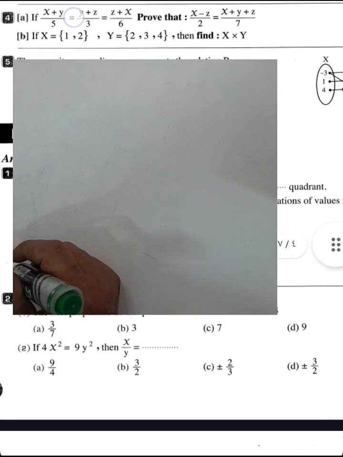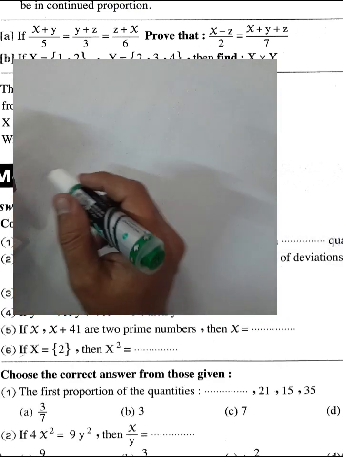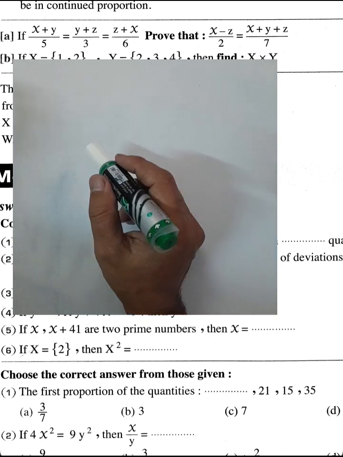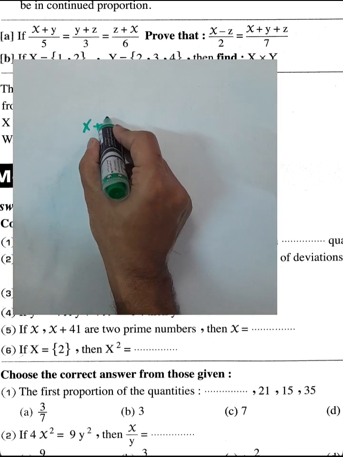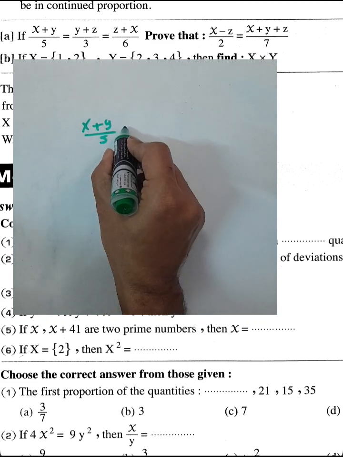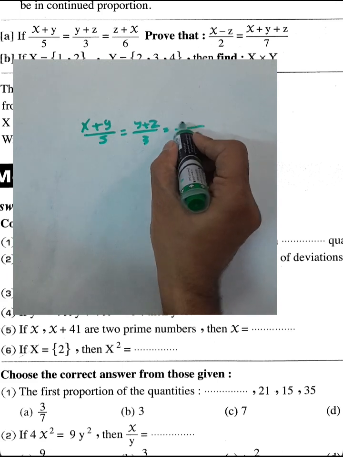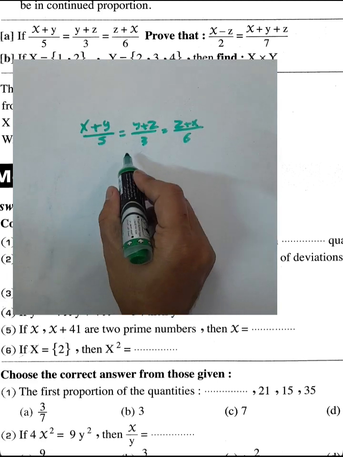Next example, number 4, letter A. If x plus y over 5 equals y plus z over 3 equals z plus x over 6, prove that x minus z over 2 equals x plus y plus z over 7. Okay, first we can use the properties of proportion. x plus y over 5 equals y plus z over 3 equals z plus x over 6. We must find x subtract z.